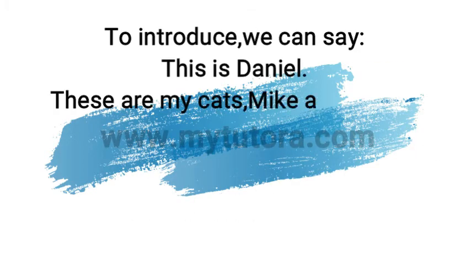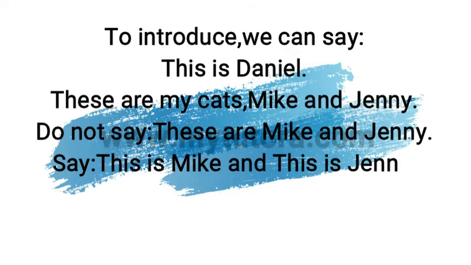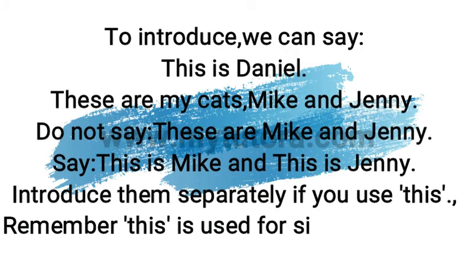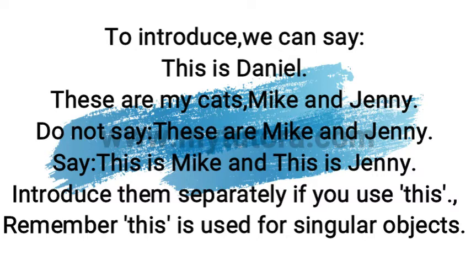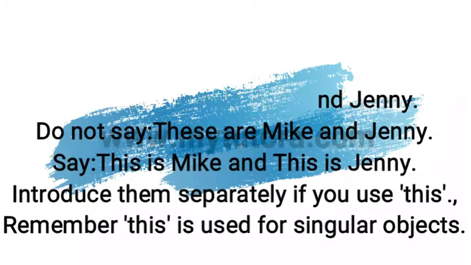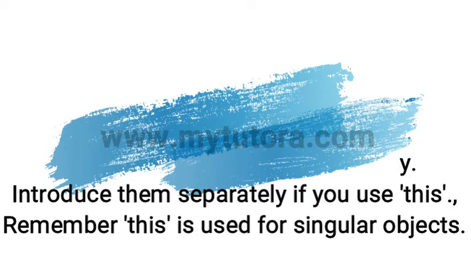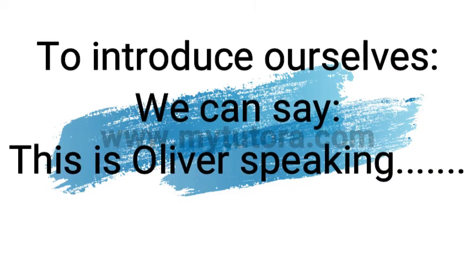To introduce, we can say, this is Daniel. These are my cats, Mike and Jenny. Do not say these are Mike and Jenny. Say this is Mike and this is Jenny. Introduce them separately if you use this. Remember, this is used for singular objects. To introduce ourselves, we can say this is Oliver speaking.